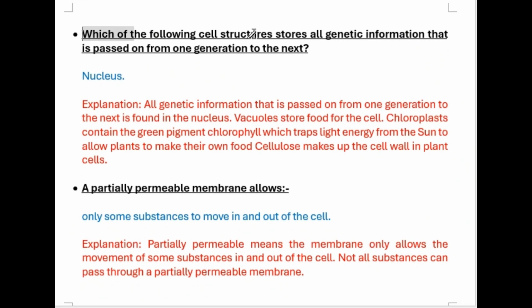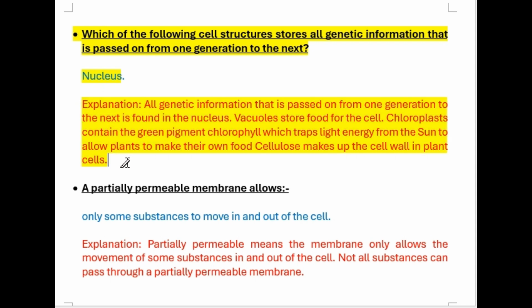Which of the following cell structures stores all genetic information that is passed on from one generation to the next? Nucleus. Explanation: all genetic information that is passed on from one generation to the next is found in the nucleus. Vacuoles store food for the cell. Chloroplasts contain the green pigment chlorophyll, which traps light energy from the sun to allow plants to make their own food. Cellulose makes up the cell wall in plant cells.